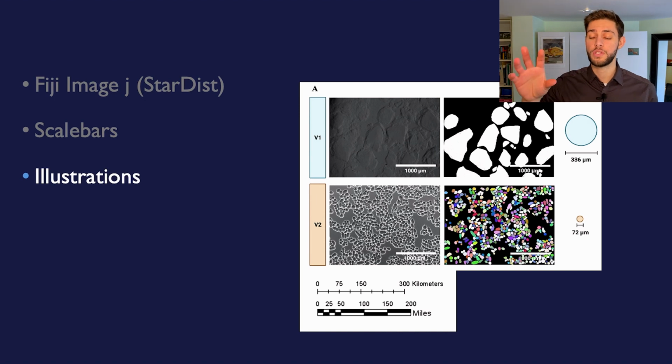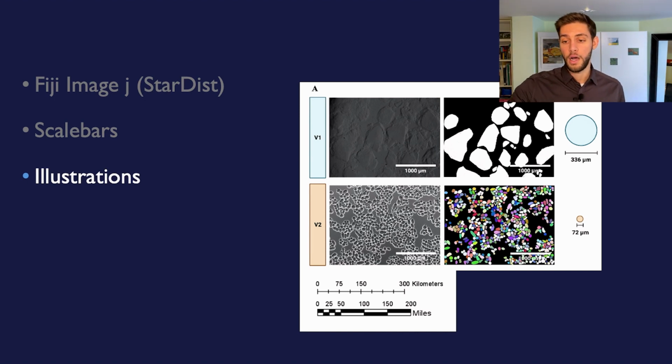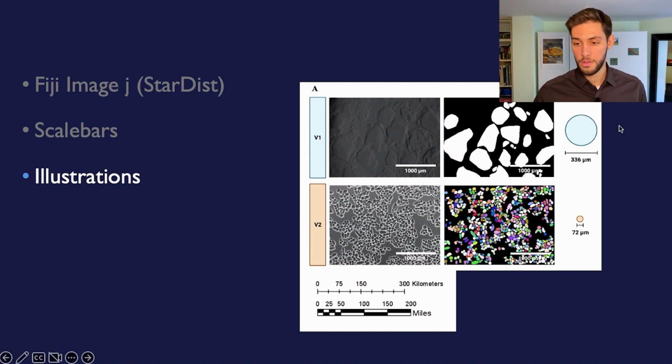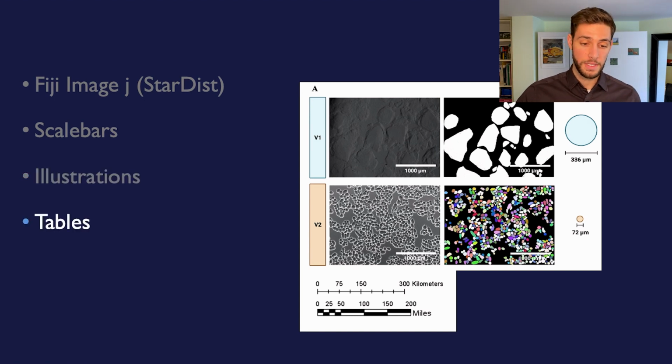Illustration. So whenever I'm showing stuff, for example here, I'm showing how big this particle is and how small this particle is. I'm just illustrating it again, showing the difference, that V1 is much bigger than V2, making some illustrations to make it more understandable.